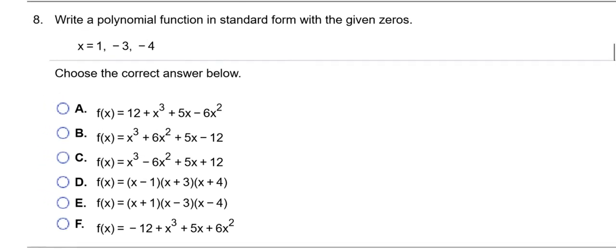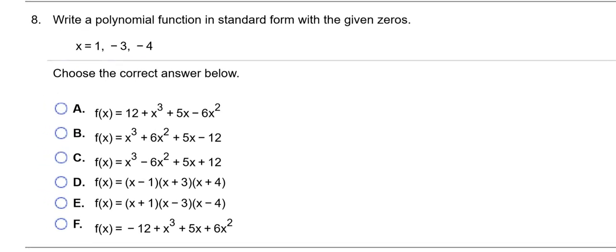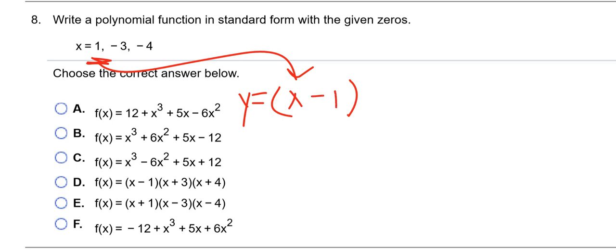All right, now. Question 8. A few minutes ago, you told me that if you were given a zero, you could come up with a factor. So what is the factor? Be more specific. X minus 1, is that what you meant? Then you are correct. Okay, good.